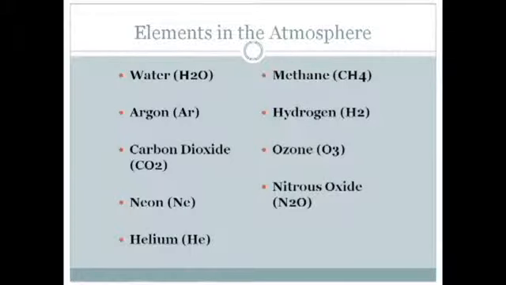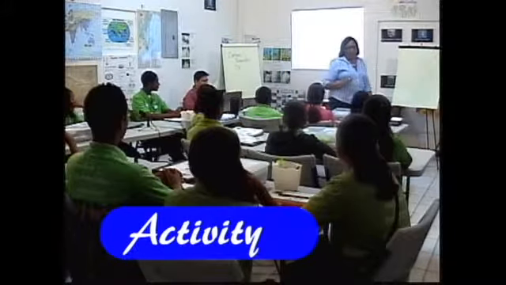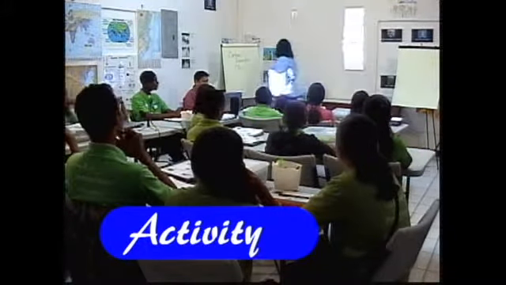Elements in the atmosphere. These are water vapor, argon, carbon dioxide, neon, helium, methane, hydrogen, ozone, nitrous oxide. We're going to do the activity where you use your bubbles. Now, we have 1, 2, 3, 4, 5, 6, 7, 8, 9, 10. We'll call 2 groups here.